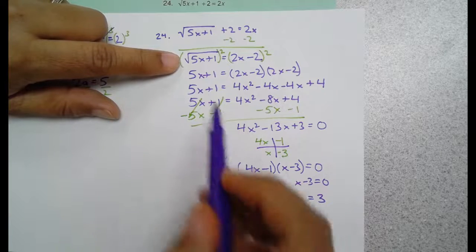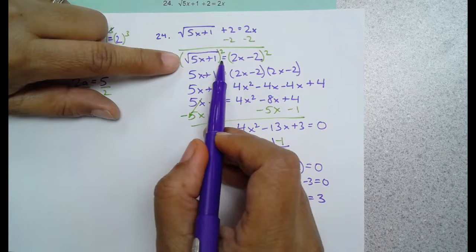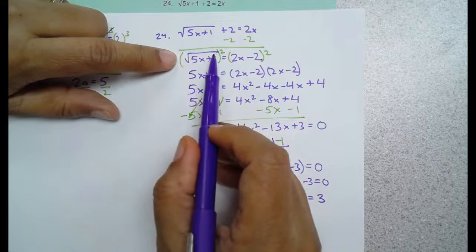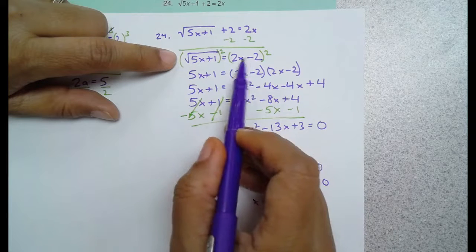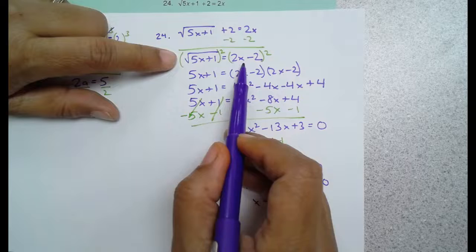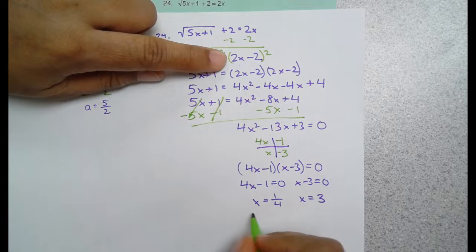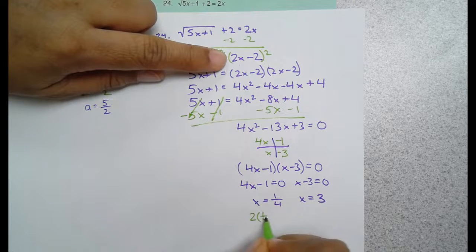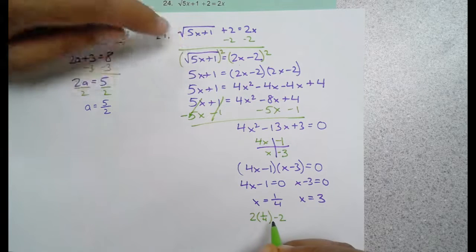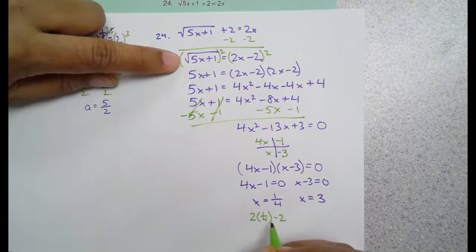Because a square root cannot equal a negative number. So I'm really going to just plug it into here to see if I get a negative number. 2 times 1/4 is going to get you 1/2. Actually, maybe I'll write it down so you can see. 2 times 1/4 minus 2. I'm going to see if this gets you a negative number because we do not want a square root to equal a negative number.